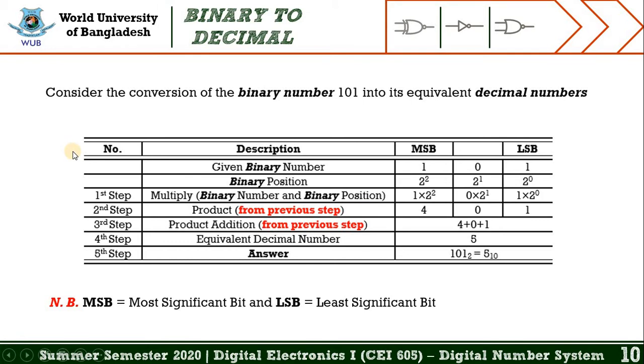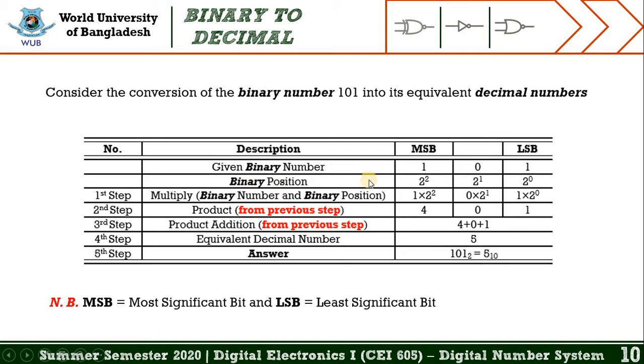From this slide we may learn the first example of binary to decimal conversion. So let's begin with the question. Consider the conversion of the binary number 101 into its equivalent decimal number. For understanding, we solve this problem in tabulated form.